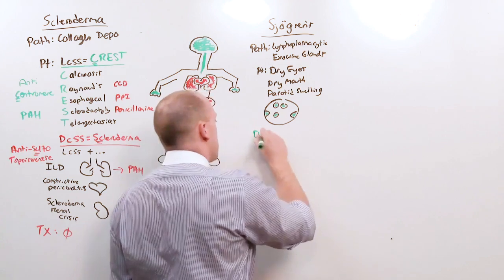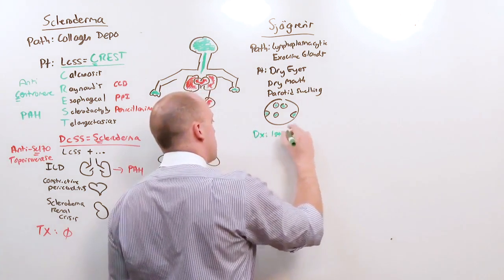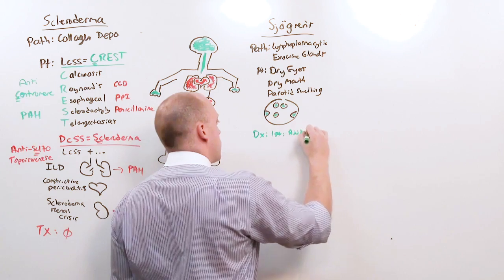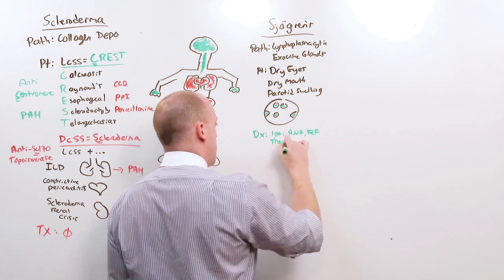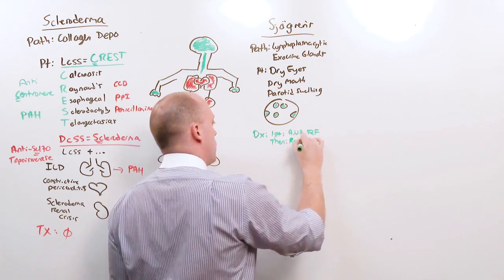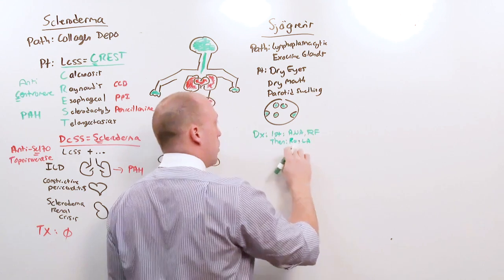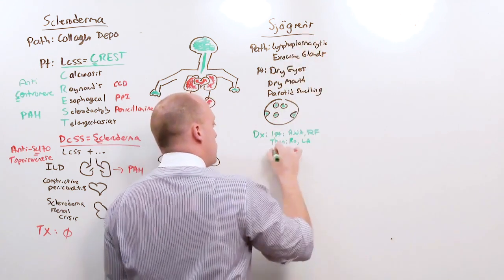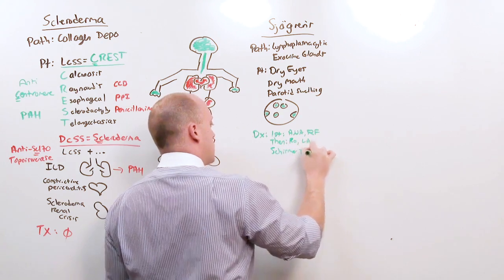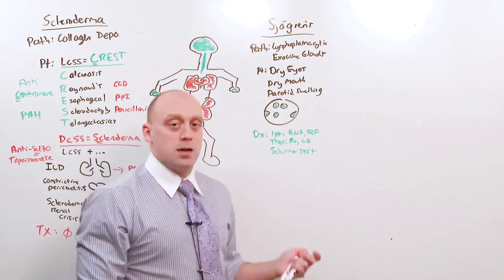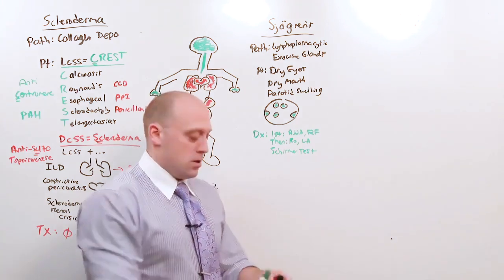The diagnosis begins first with a screening test. ANA and rheumatoid factor are normally positive. Then the better antibodies to get are Rho and La. You should associate Rho, La, Sjogren's. And you can do the Schirmer test. The Schirmer test is where you see if they can make their own tears.